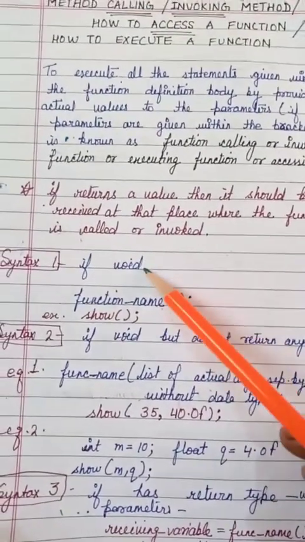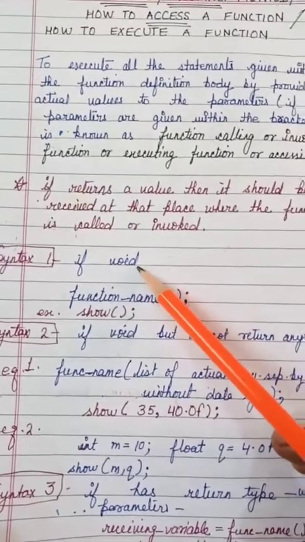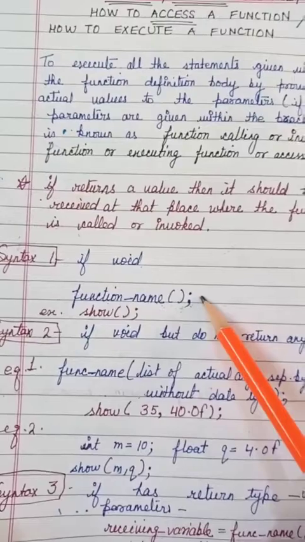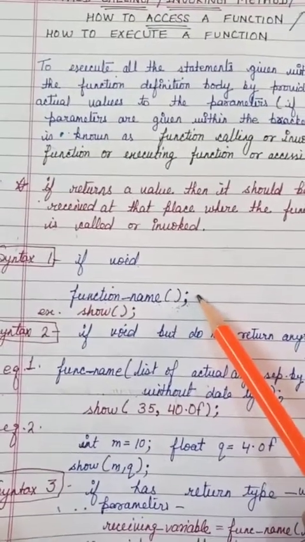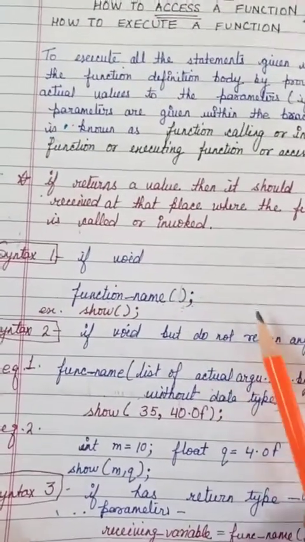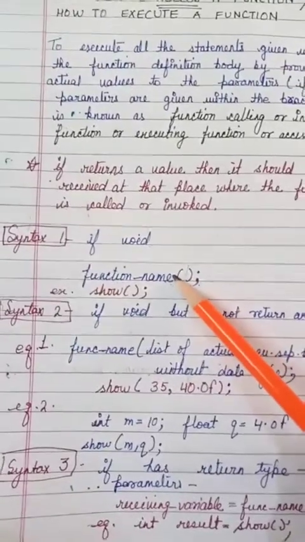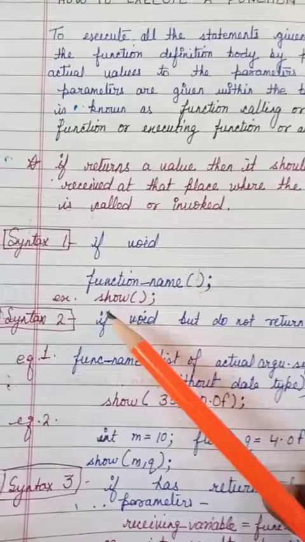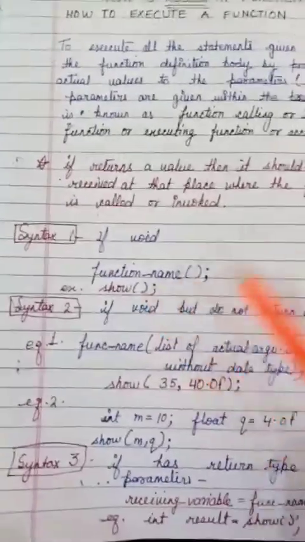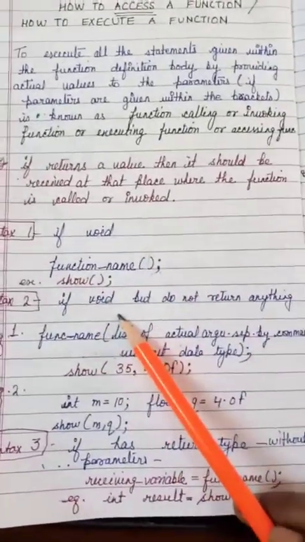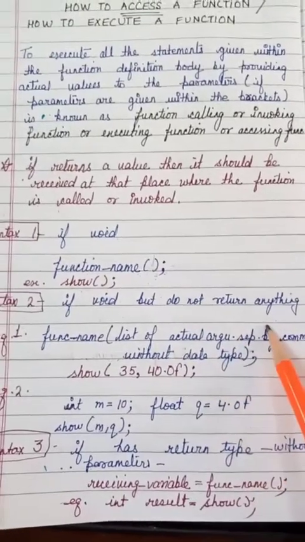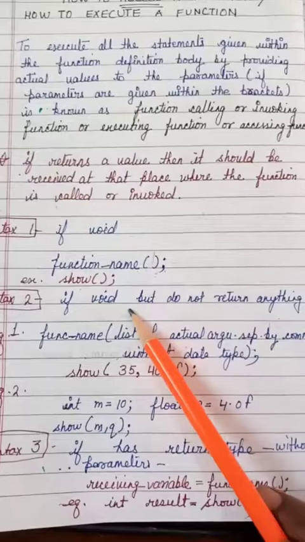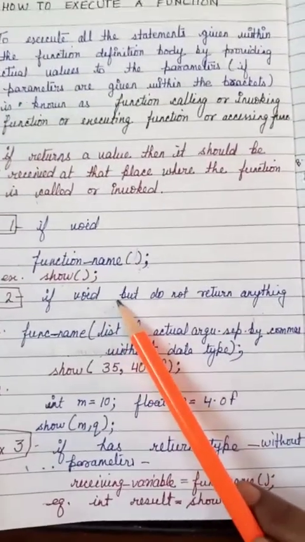So if the function has no return type, if void, then you will call it like this: function name followed by the parenthesis. No return type and no parameters. This is the syntax, and this one is the example. I have taken a specific name, show. The name of the function is show. Now if void, it does not return anything, meaning a non-return type function, not returning any value.